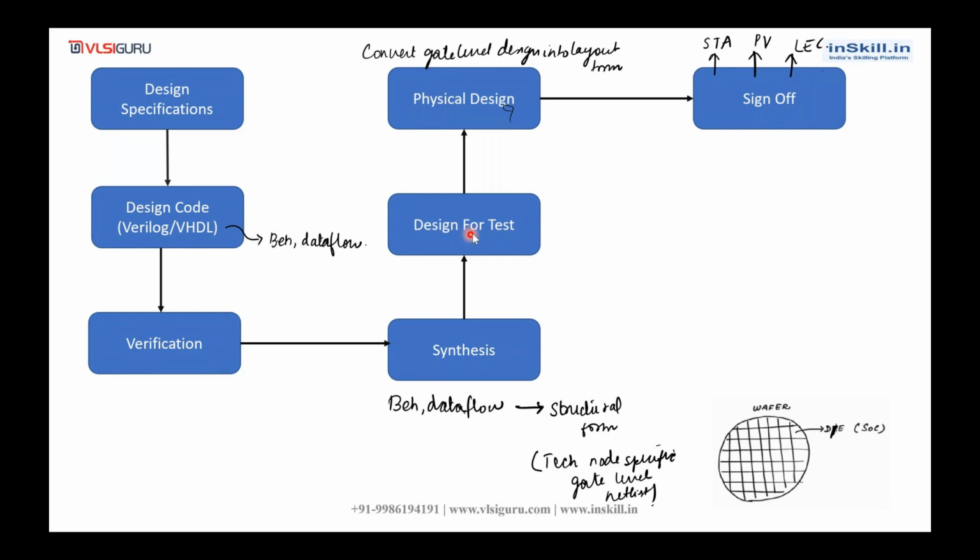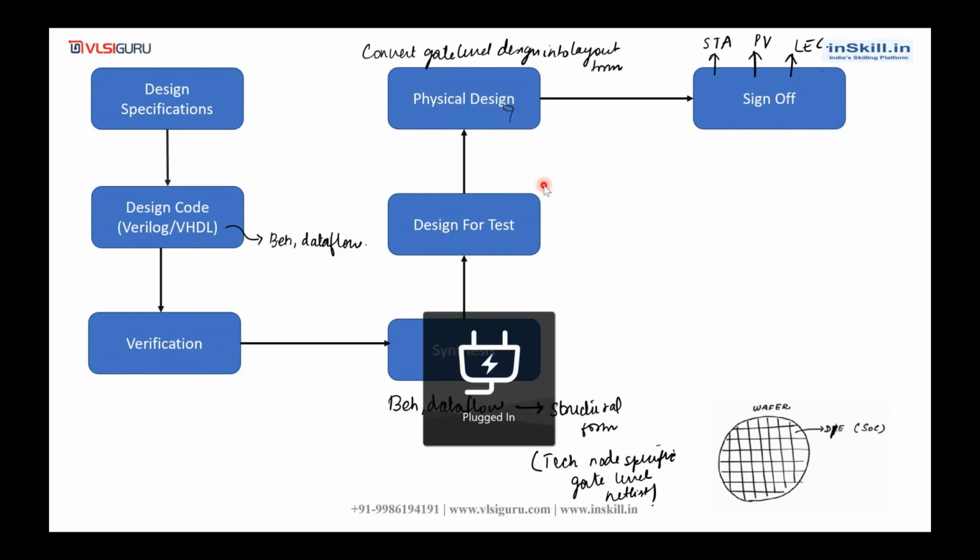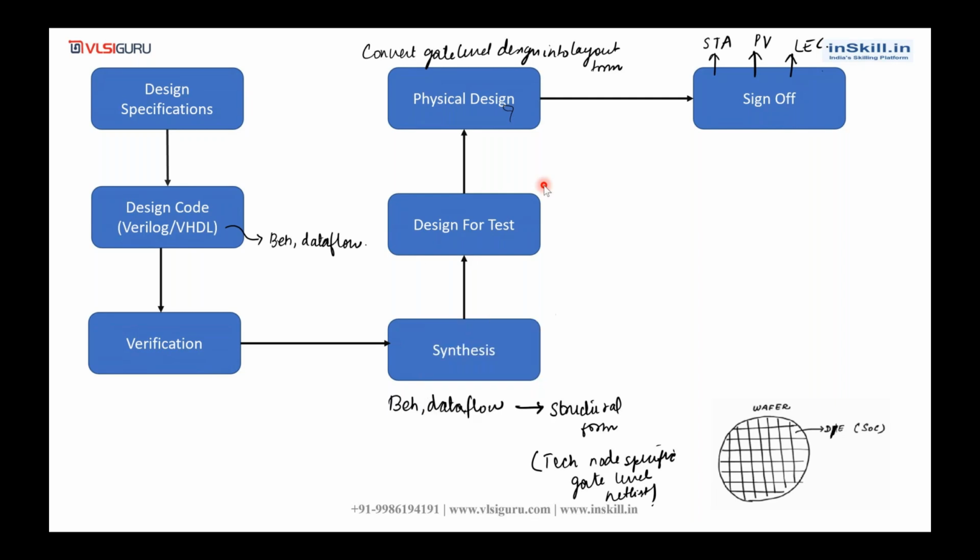And the physical design team will be converting that gate level netlist into layout form. So that is why, in each and every stage, our design is undergoing a lot of changes. That is why LEC is done, in order to check whether the final form of the design is logically equivalent to the original design or not.